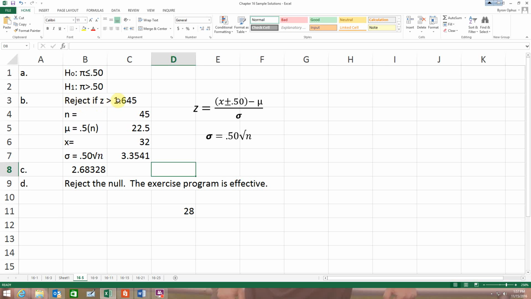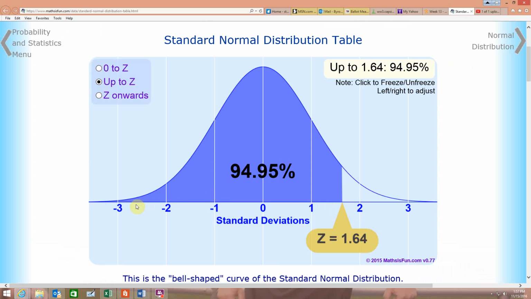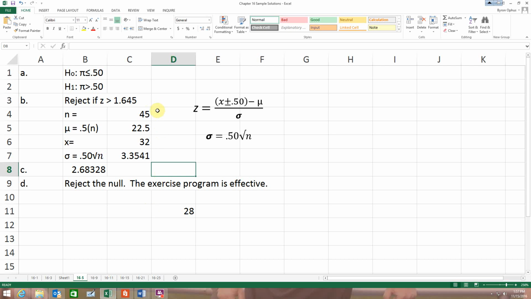Okay, and I'm going to reject if z is greater than 1.645 using my handy dandy table. So it's 95. I'm on a one-tailed test, so I'm going to reject if I get out in this region. 94.5, if I go a little further, would be 95.05. So 1.645 or 1.65, you could use either of those, would be okay.